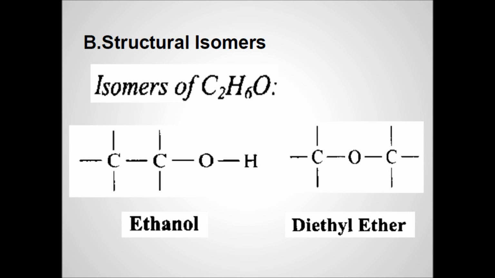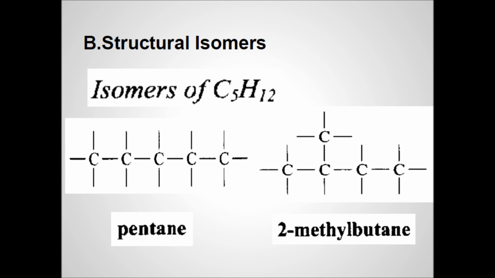Also, the other two examples, ethanol and pentane, have the same molecular formula with their isomers, diethyl ether and 2-methylbutane, with different structures.